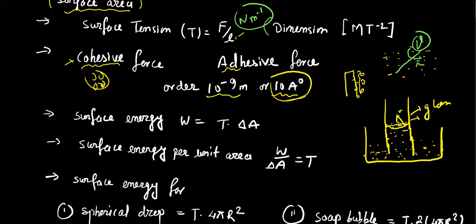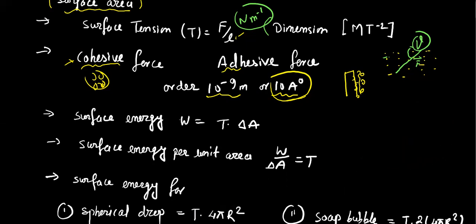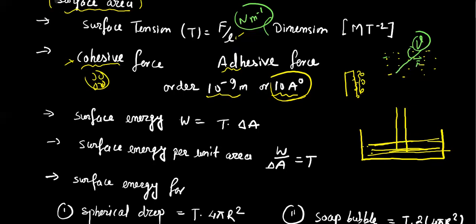And there is another example. If we are taking mercury in a beaker, and if we insert the same glass tube here, then mercury will get depressed. The height of mercury will decrease in this tube. This is because in the mercury, the cohesive force is more than the adhesive force. That's why mercury cannot move upward in the tube.